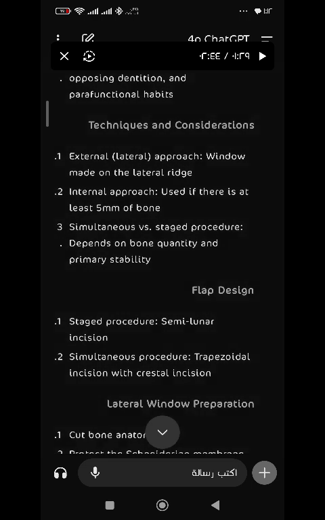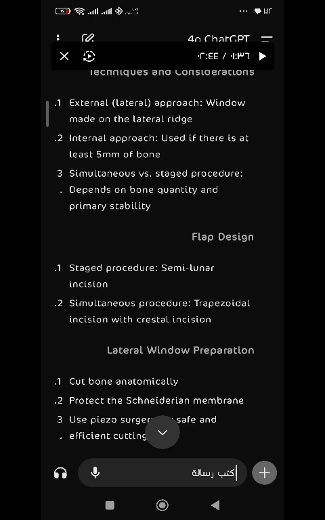Techniques and considerations. 1. External lateral approach, where a window is made on the lateral ridge. 2. Internal approach, used if there is at least 5 millimeters of bone. 3. Simultaneous versus staged procedure, which depends on bone quantity and primary stability.